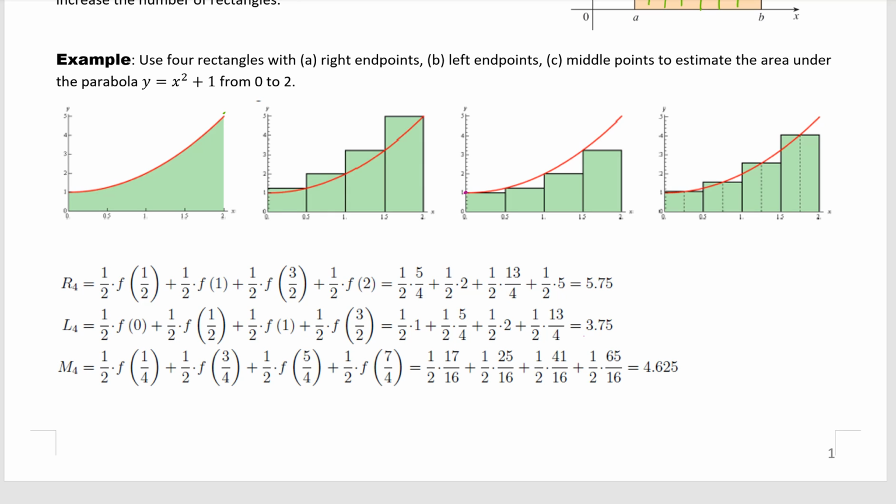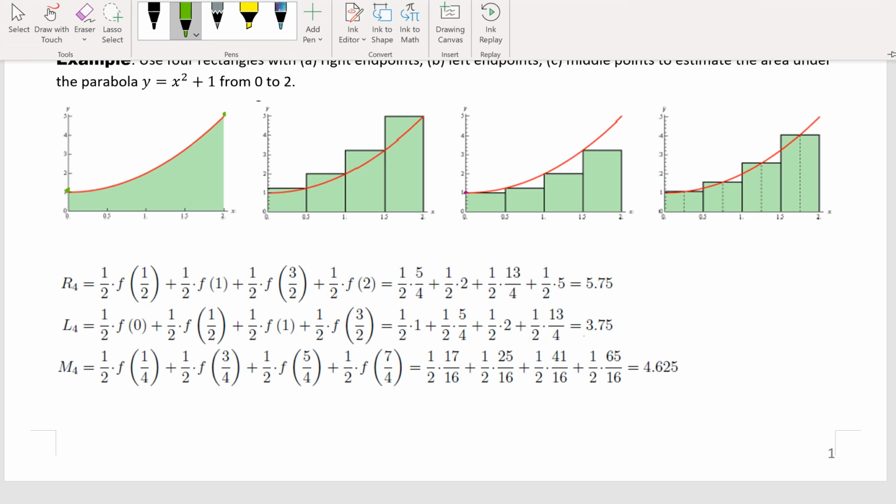Well, x squared plus 1, because it's degree 2, so we know it's a parabola. When we plug in 0, 0 plus 1 is 1, so it passes through the point (0, 1). And when we plug in 2, we get 2 squared, which is 4, 4 plus 1 is 5, so it passes through the point (2, 5). Okay? And you can see the green area is our region, right? We want to find that area, and we want to divide it into 4 rectangles.